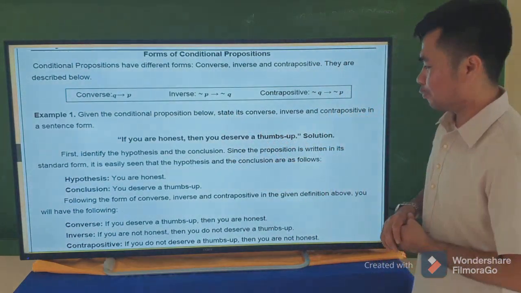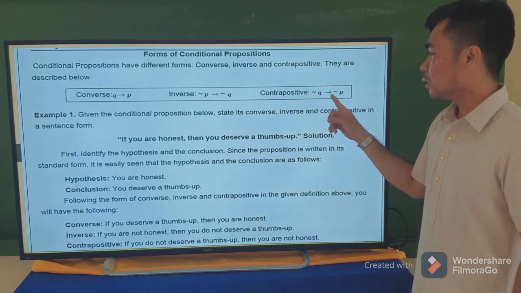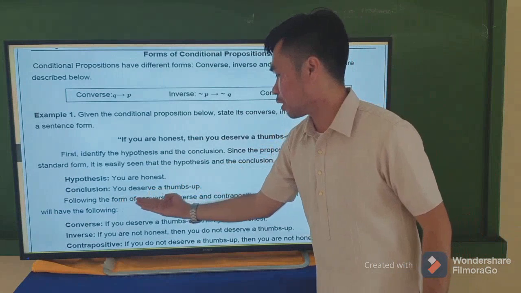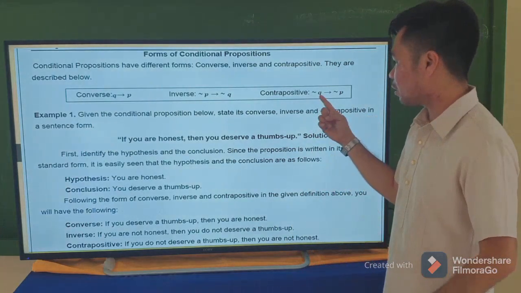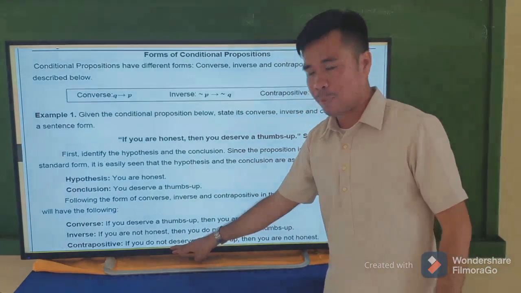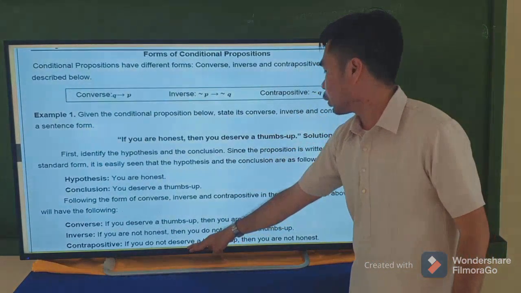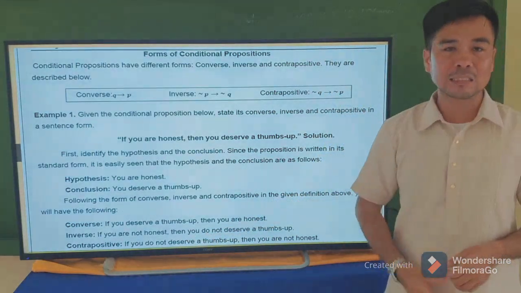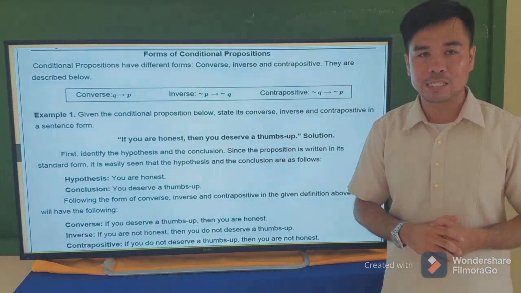Now for our contrapositive, this is very easy because it is, if not Q, then not P. You need to interchange the two propositions. Q is you deserve a thumbs up, and our proposition P is you are honest. Take the negation of the statements. So we start from our statement Q, you deserve a thumbs up, but we have the symbol not Q, therefore we need to take the negation: if you do not deserve the thumbs up, then you are not honest. So this is very easy for you to familiarize the converse, the inverse, and the contrapositive with the following symbols.